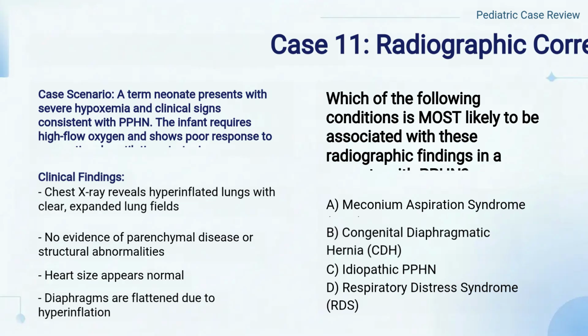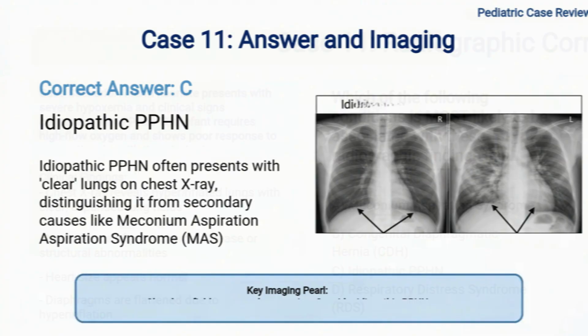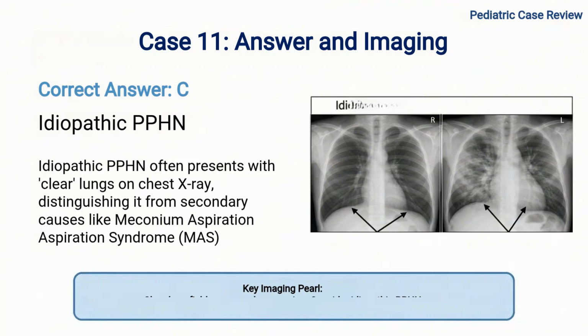Which of the following conditions is most likely to be associated with these radiographic findings in a neonate with PPHN? Option A, meconium aspiration syndrome. Option B, congenital diaphragmatic hernia. Option C, idiopathic PPHN. Option D, respiratory distress syndrome. The correct answer is option C, idiopathic PPHN.